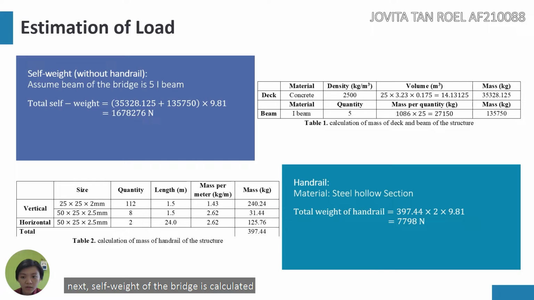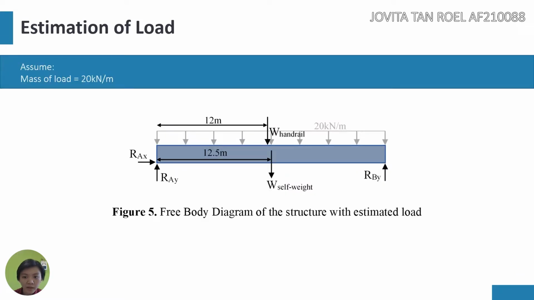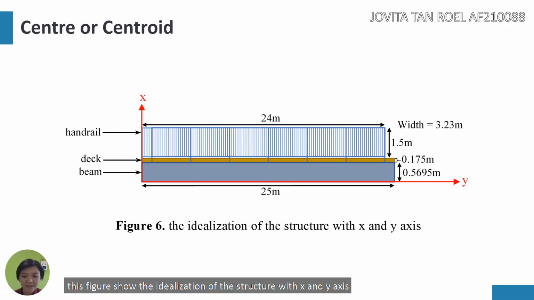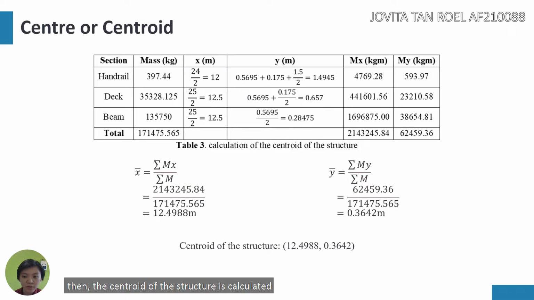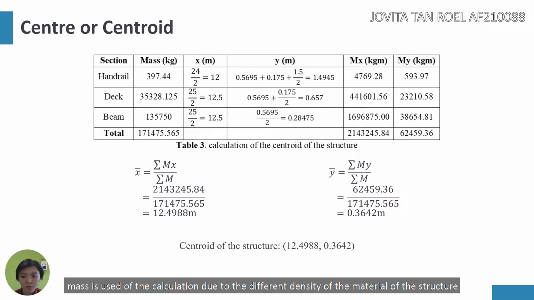Next, self weight of the bridge is calculated. Then assume the mass of load is 2 kN per meter. And then the support reaction is calculated. This figure shows the idealization of the structure with x and y axis. Then the centroid of the structure is calculated. Mass is used for the calculation due to the different density of material of the structure.